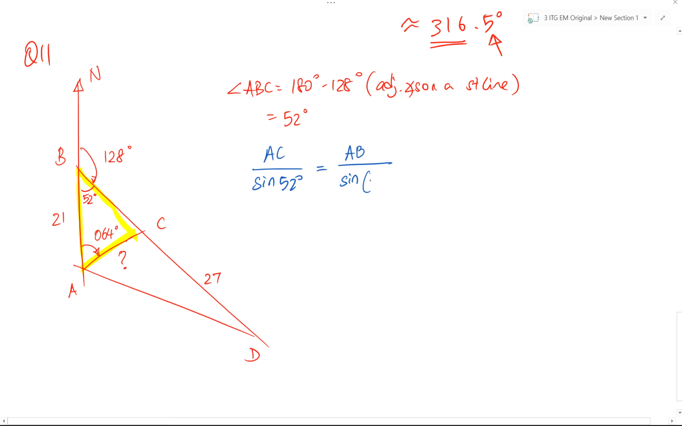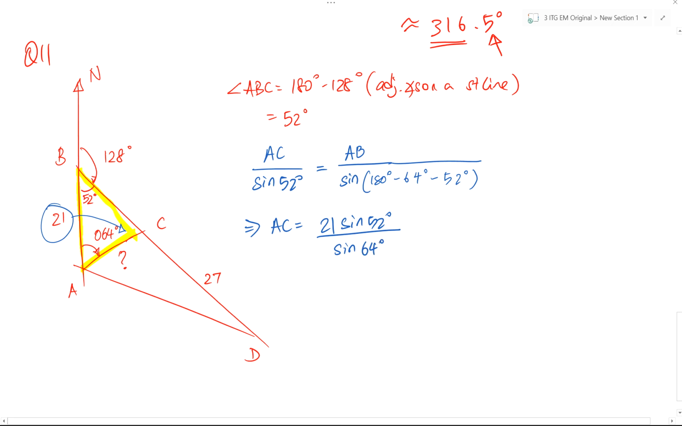Is it 64? The side is AB, which is 21 over here. So it will be 180 minus 64 minus 52. How much is that? Oh, still 64. Okay, so I now have AC equals to 21 sine 52 degrees divided by sine 64 degrees. Yes?